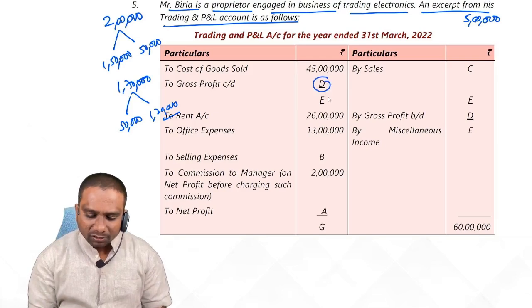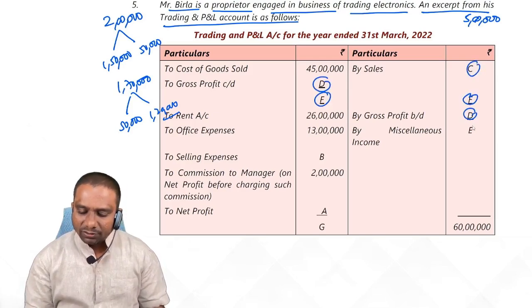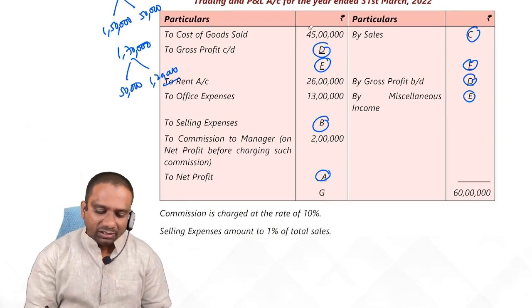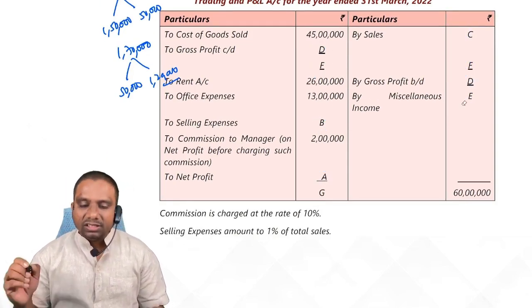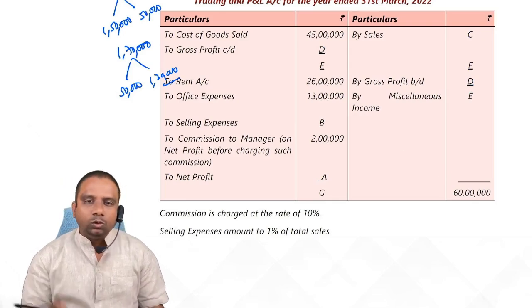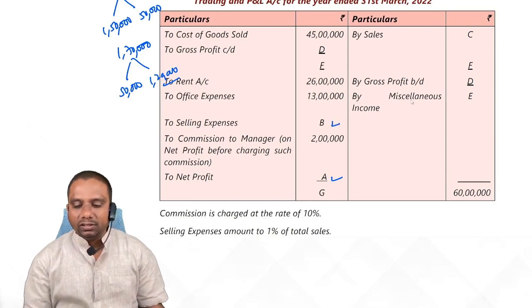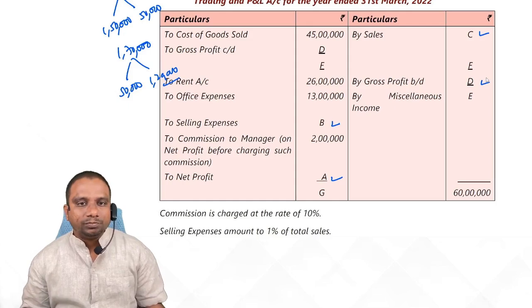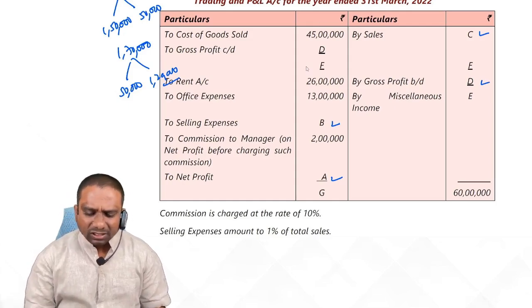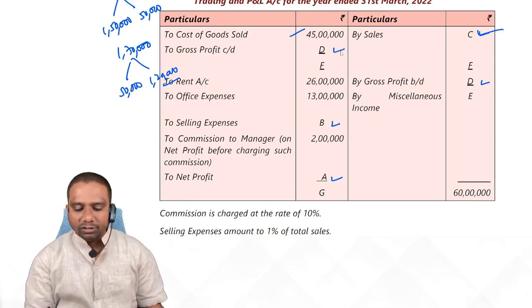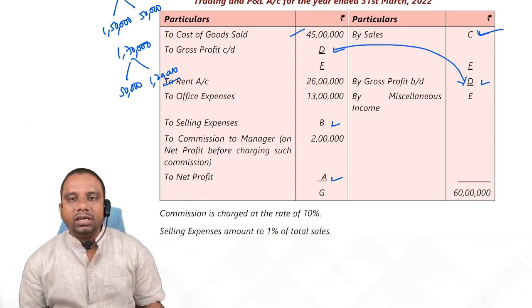Here if you observe, you find some alphabets. It is a hint in the problem. You follow these alphabets. First you calculate A, then you get B, after that C, after that D. This is the hint in the problem. In the trading account, sales minus COGS gives gross profit. The same gross profit is carried to the P&L account.